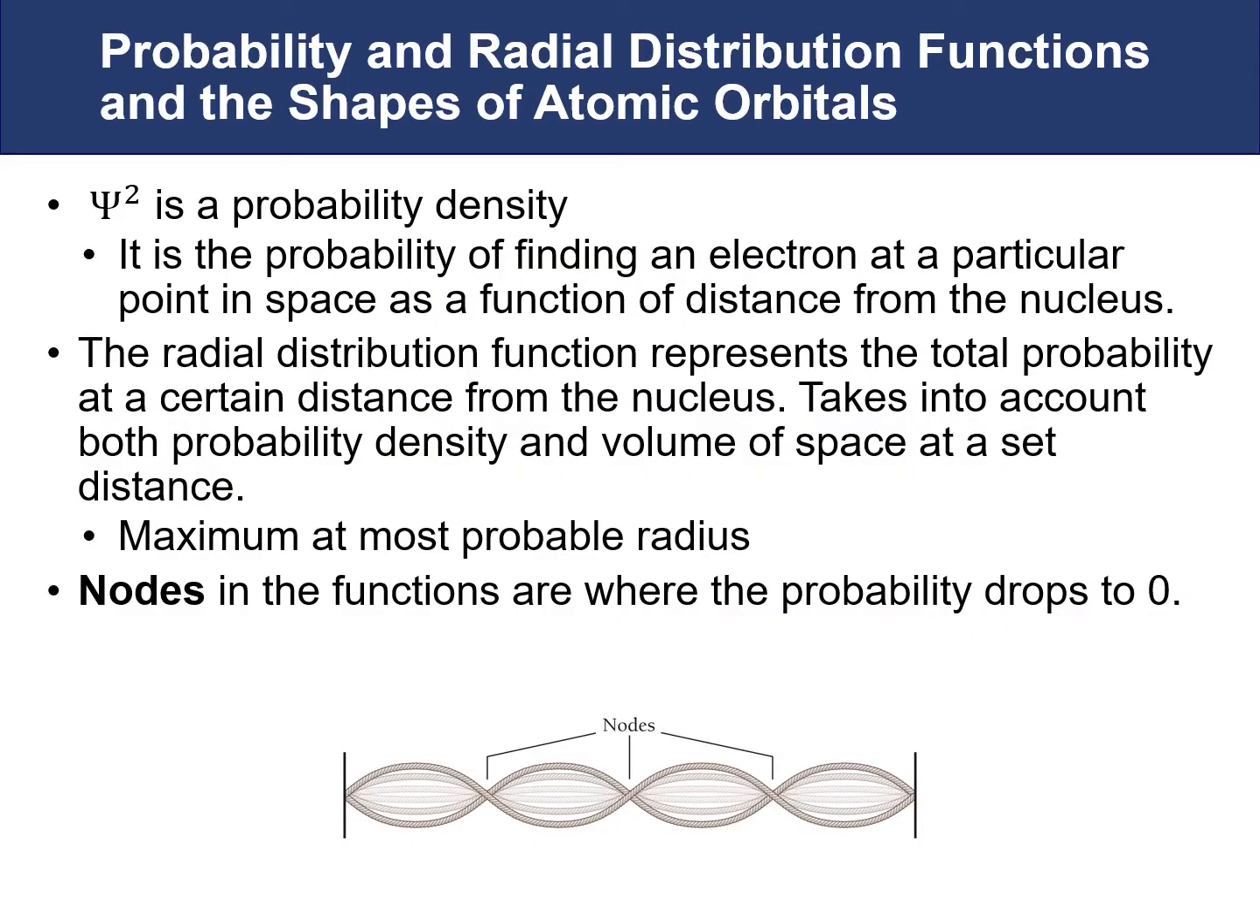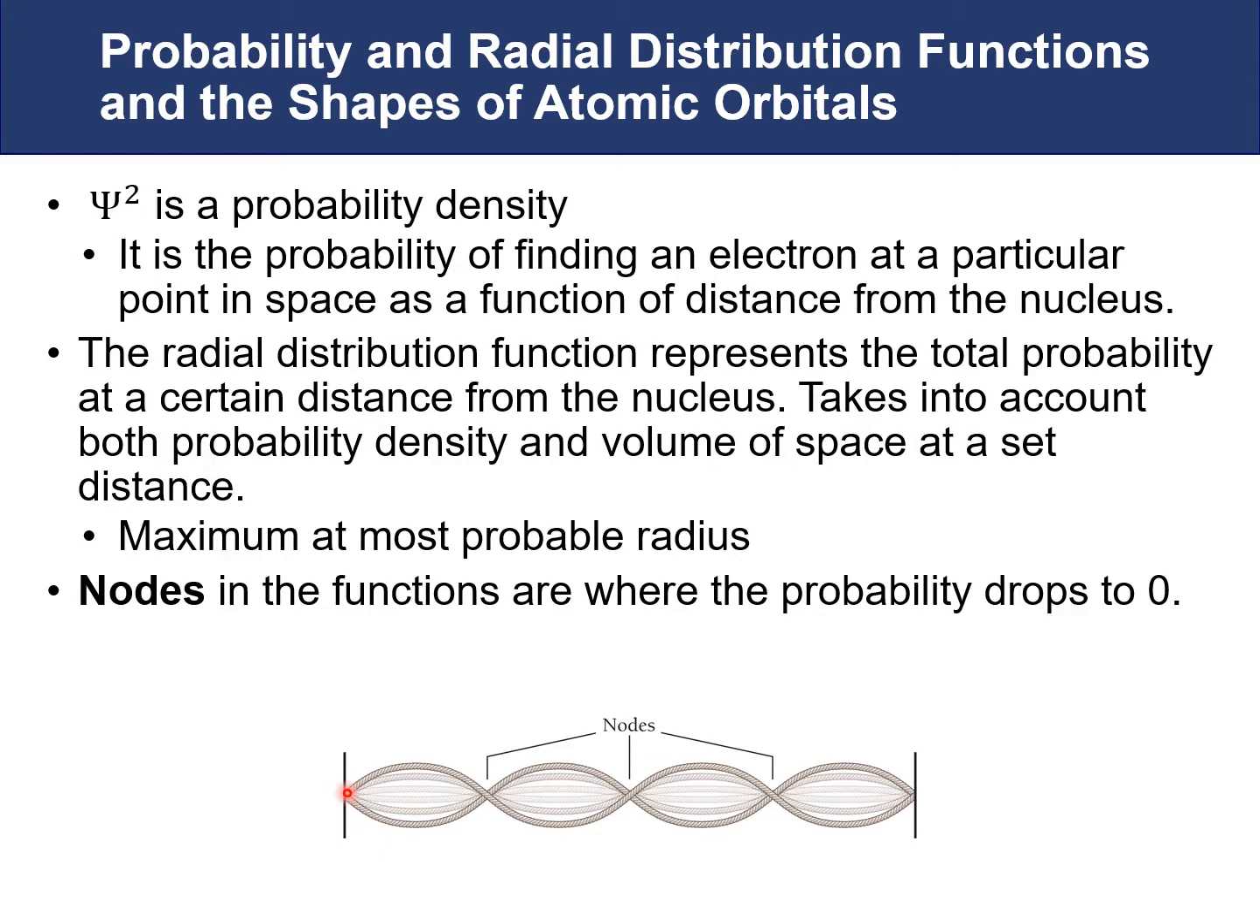As was mentioned in a previous video, if we take Schrödinger's wave equation, which is represented by a capital psi, this symbol here, and we square it, we obtain the probability density function. The probability density function is essentially the probability of finding an electron at a particular point in space as a function of the distance from the nucleus. So what we mean by that is, what is the likelihood of finding an electron at a given distance from the nucleus? The wave function describes the general shape of a wave.